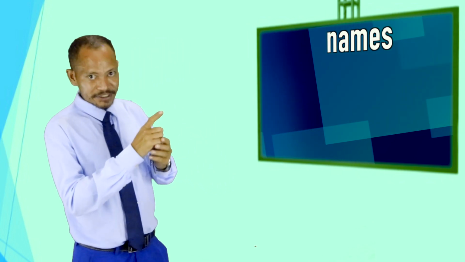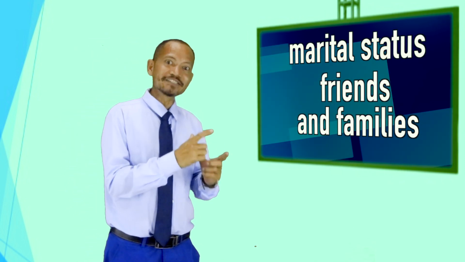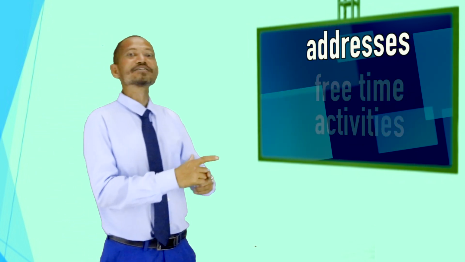Personal information questions cover the following points, such as names, sex, works or occupations, marital status, friends and families, ages, contact details, hobbies, addresses, free times, activities, and so on. You may already know basic common personal information questions in English, and you may even have an idea of how questions are formed. There are many different types of questions, each with its own rules according to English grammar.